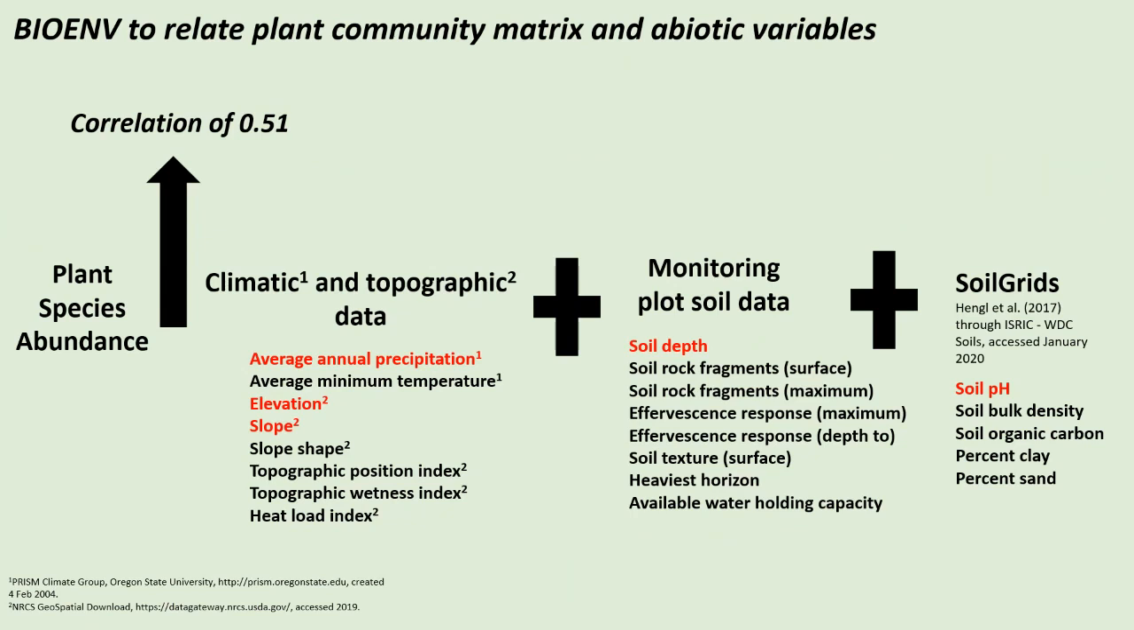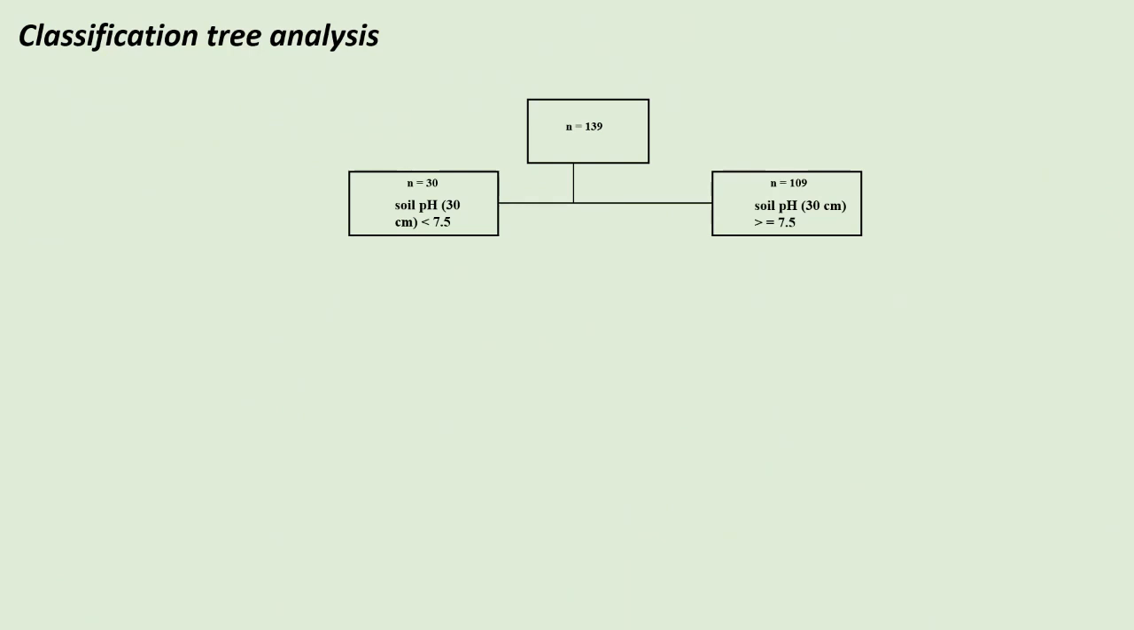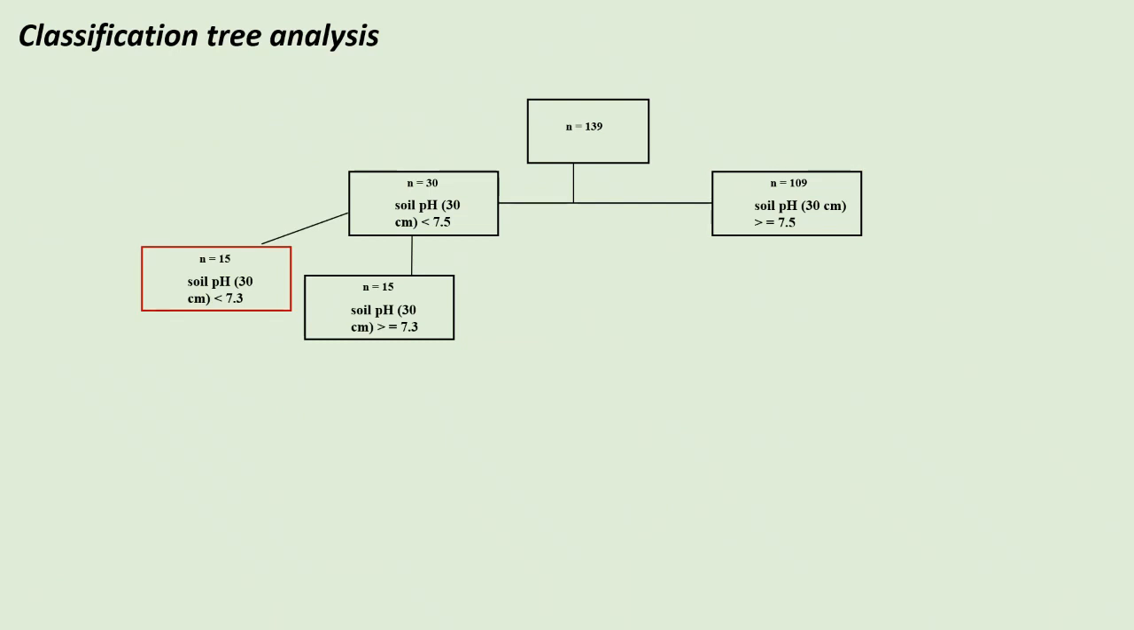So I used these variables highlighted in red, which have the strongest correlation with our plant species data, to develop a classification tree. A classification tree analysis takes a response variable, which in this case was the 16 vegetation communities, and predictor variables, which were those abiotic variables identified on the previous page. And the algorithm can help identify important breaks in the abiotic variables that predict the response variable, or vegetation community in this case.